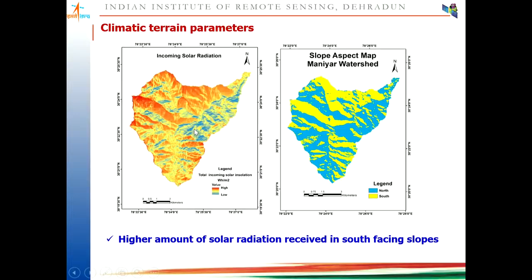Climatic terrain parameters: as I told you, digital elevation models give you an idea about where solar radiation is reaching in very high amounts, so you can say vegetation growth will be better. So this red area is showing high incoming solar radiation and high vegetation, and these are the areas where minimum solar radiation is coming. So this area is mainly perennial or natural vegetation, which may flourish, but in this area you cannot go for agriculture planning because these are not receiving high sun radiation.